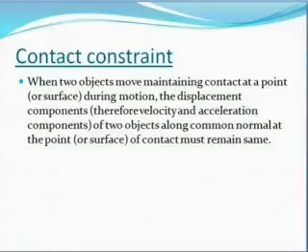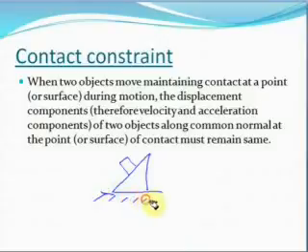Now we'll see the concept of contact constraint. This concept says that when two objects move maintaining contact at a point, during motion the displacement components, and therefore the velocity and the acceleration components, of these two objects along the common normal at the point of contact must remain the same. So for example, suppose we have a triangular wedge, and on this triangular wedge a small block is kept. As the small block moves downward along the slope, the triangular wedge moves in the right hand direction.